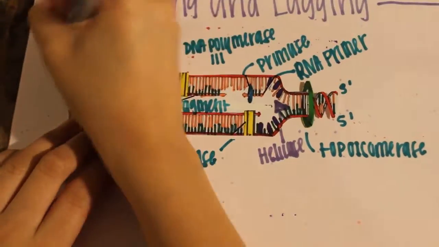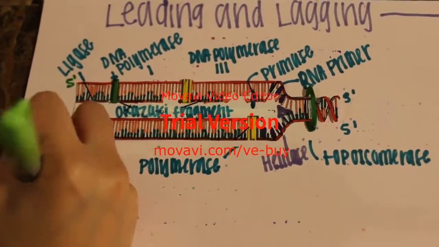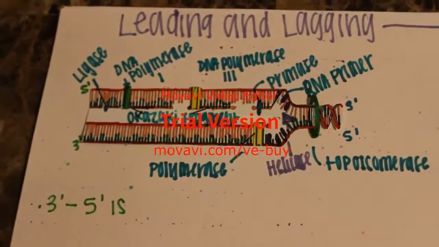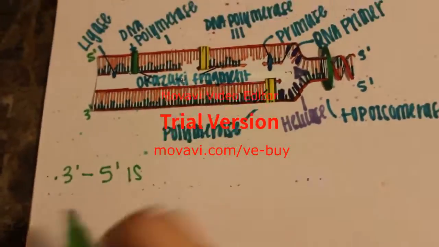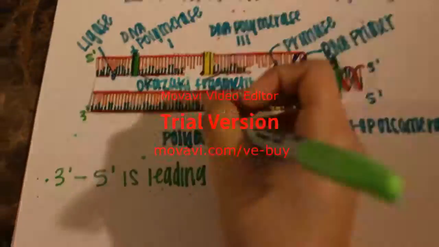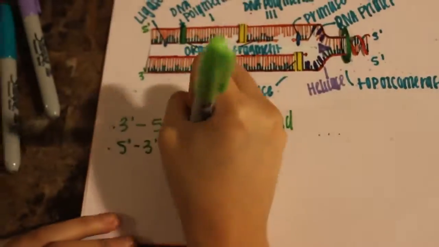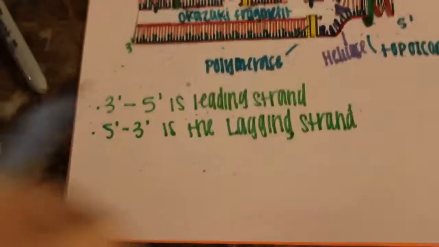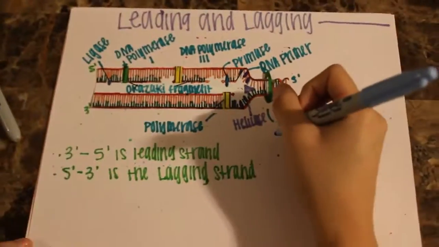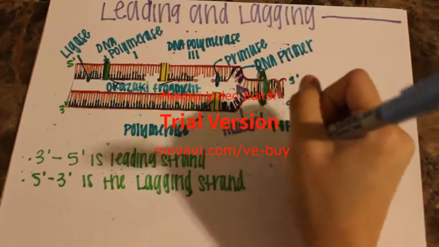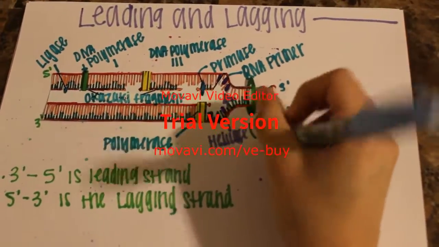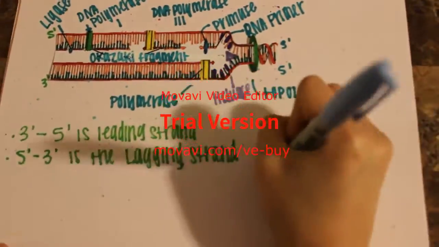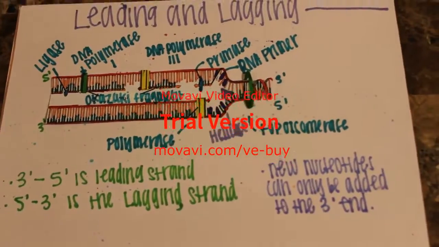Leading and lagging. 3' to 5' is leading strands, 5' to 3' is the lagging strands. The orientation of primers means the direction in which the elongation of the primer in DNA synthesis occurs. It is also read from 5' to 3' direction. New nucleotides can only be added to the 3' end.